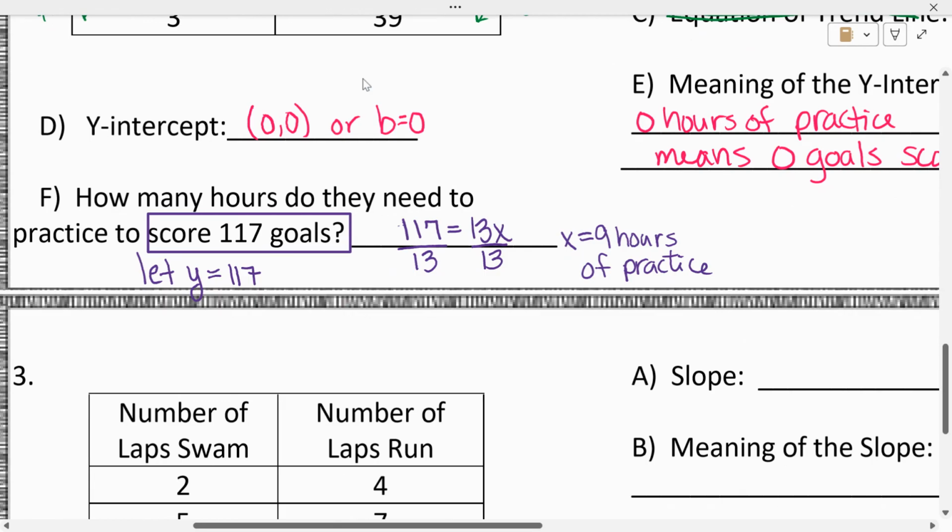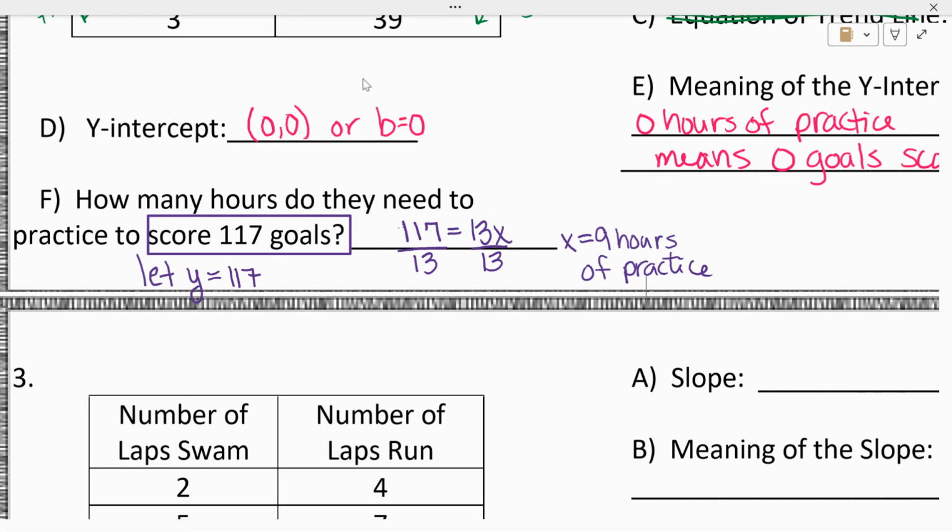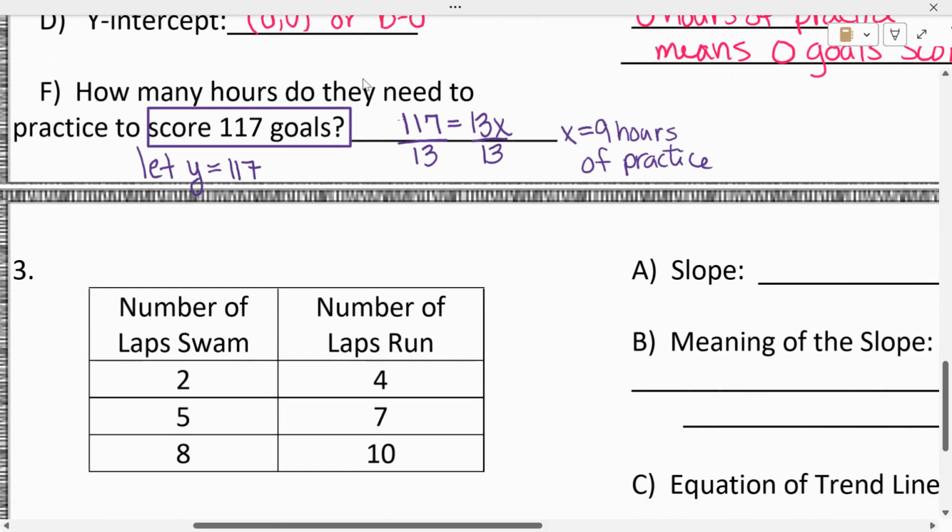Is that question realistic? How many of you guys play soccer? I used to play soccer. So, yeah, I practiced all the time and even in my whole high school career, I never scored 117 goals. You know what I mean?